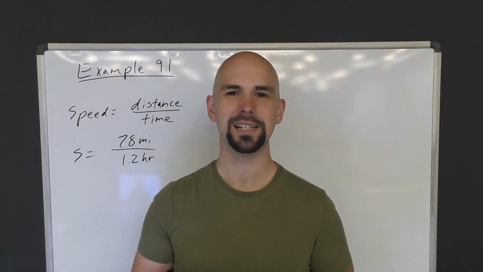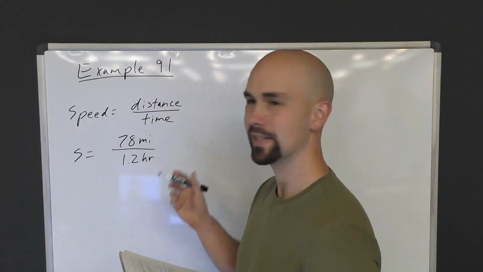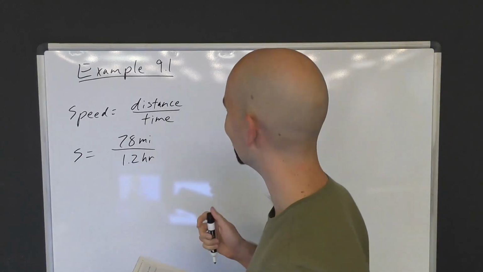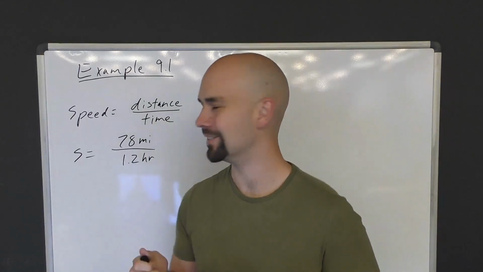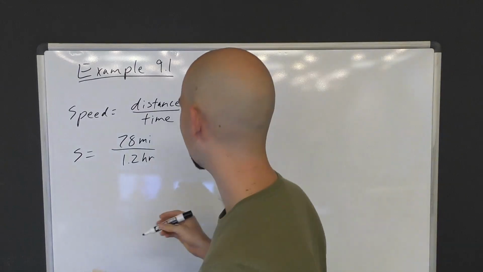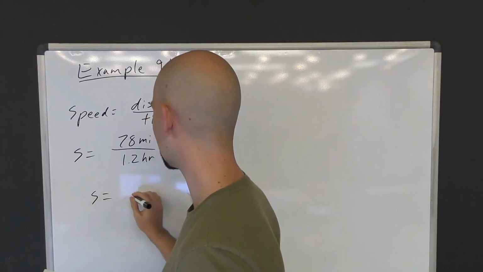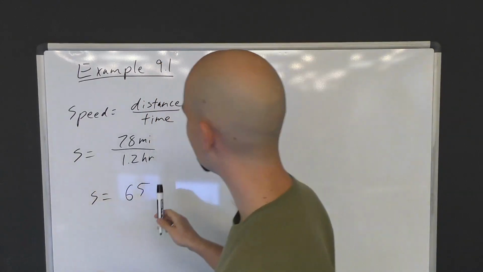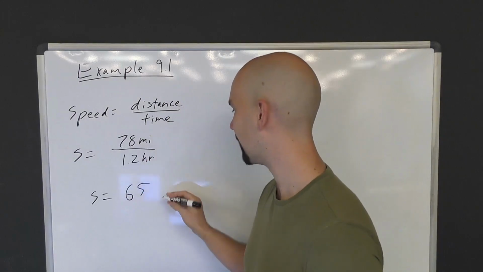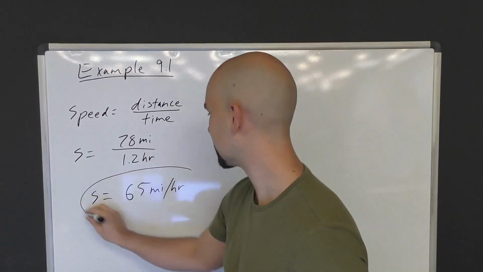Now I just have to divide 78 by 1.2, and when we do, we end up with 65. I'll just assume you can use a calculator and do that, or that you can do the math on your own. I'm not going to take the time to show my work there. So 78 divided by 1.2, speed equals 65, and the units you're left with are miles divided by hour. In other words, miles per hour. That's the speed of the car.